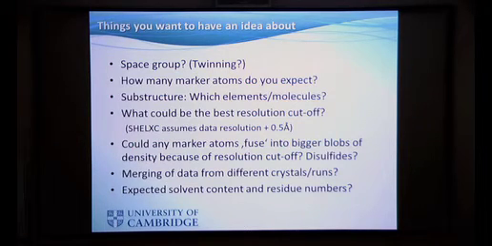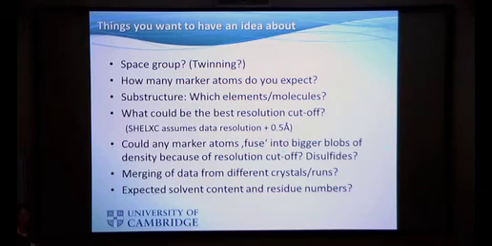Could any marker atoms fuse into bigger blobs of density? Because if you are cutting your data for the anomalous signal at 2.7 angstrom, all disulfides will have become one blob. So the number of marker atom peaks you're searching for may not be the number of sulfurs, but the number of supersulfurs.